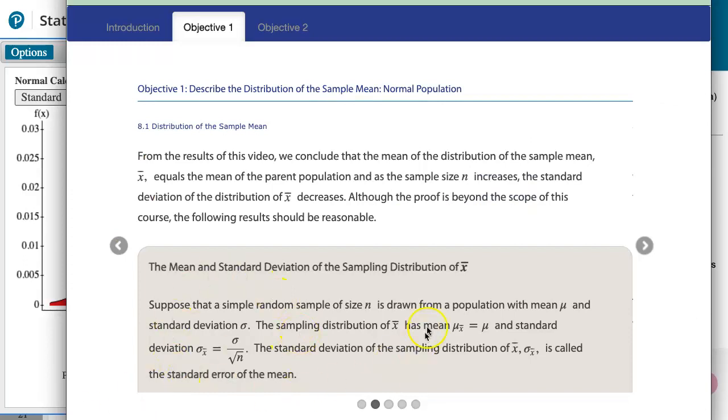The big ideas that we're going to be using are that the sampling distribution of X bar has a mean, this sampling mean, that's equal to the population mean. That's pretty simple. To get the standard deviation of the sampling distribution, however, we need to take the standard deviation of the population and divide that by the square root of the sample size that was drawn from that population. That's something to keep in mind. We will need this little formula here.